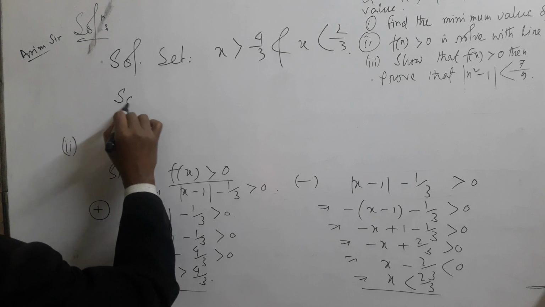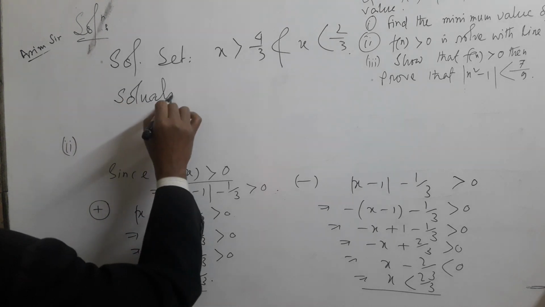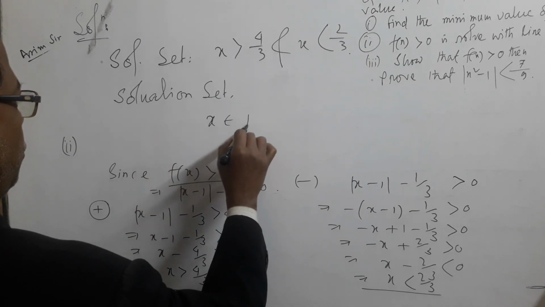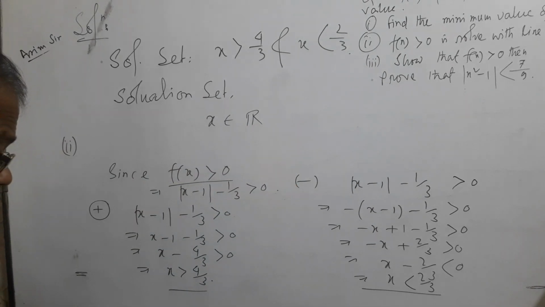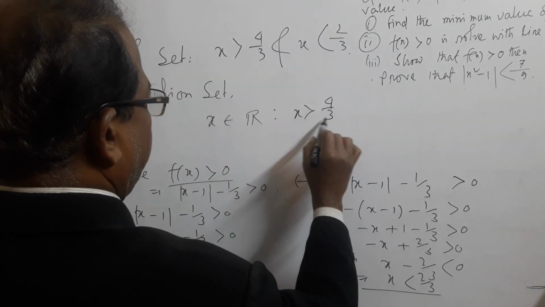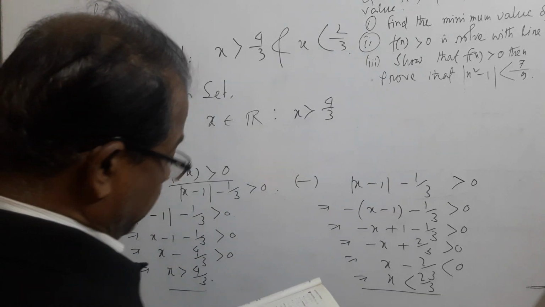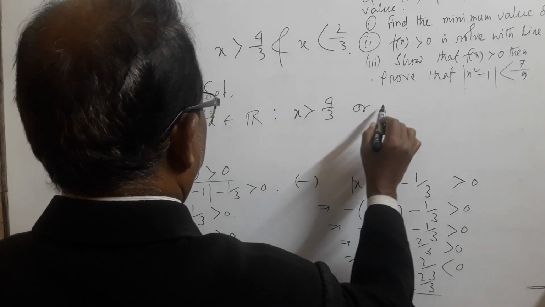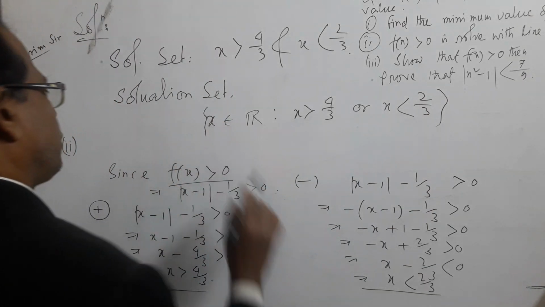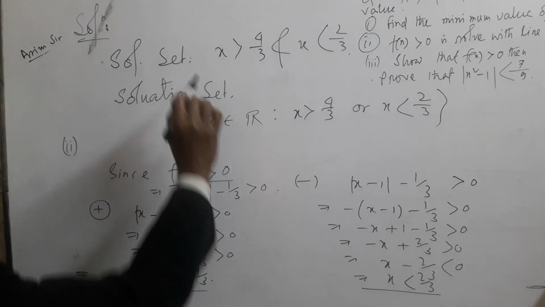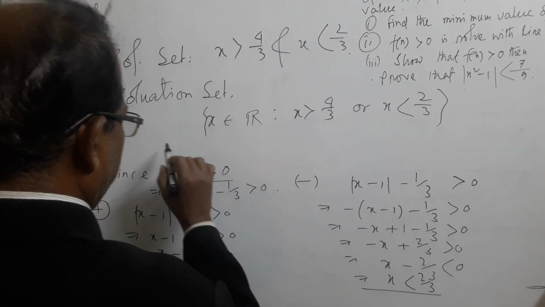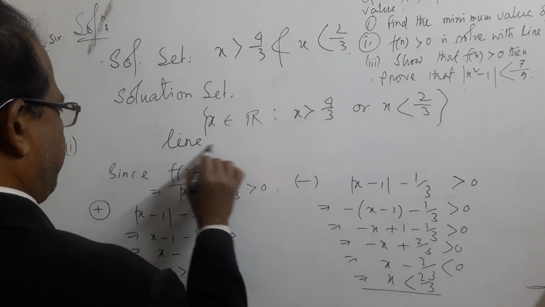Solution set: x belongs to the set of all real numbers such that x is greater than 4 divided by 3 or x is less than 2 divided by 3. It's the solution set. And now the line graph.